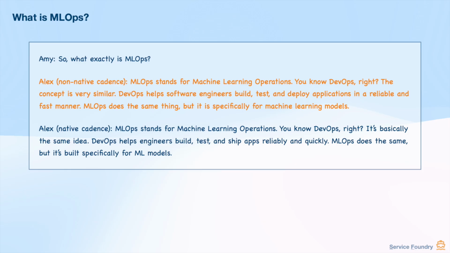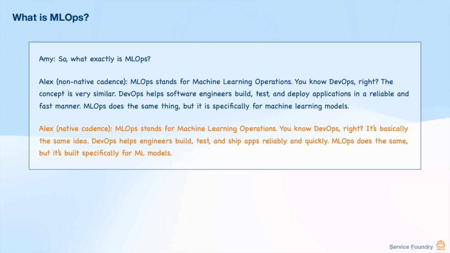MLOps stands for Machine Learning Operations. You know DevOps, right? The concept is very similar. DevOps helps software engineers build, test, and deploy application in a reliable and fast manner. MLOps does the same thing, but it is specifically for machine learning models.